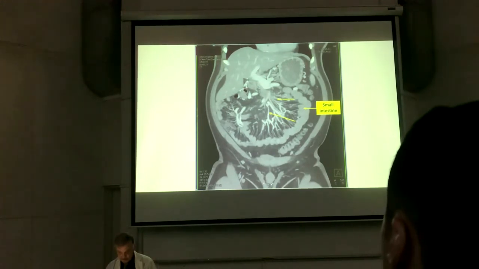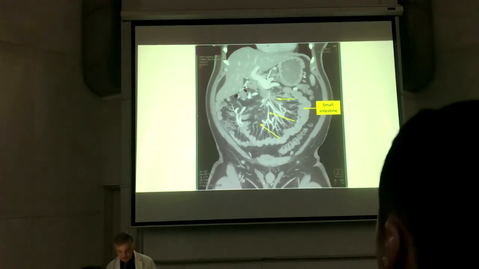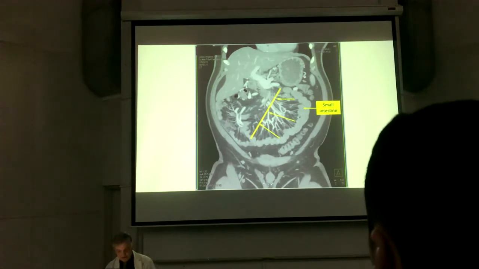Okay, this is the mesentery of the small intestine, and this is the root of the small intestine, extending from the duodenojejunal flexure down to the ileocecal valve.